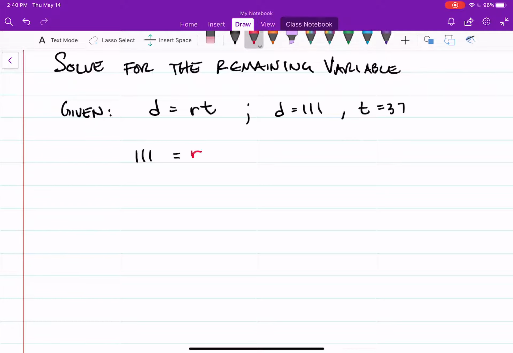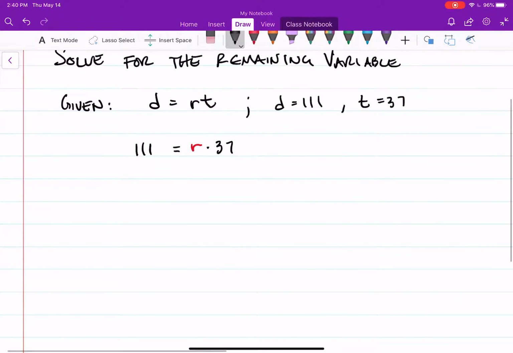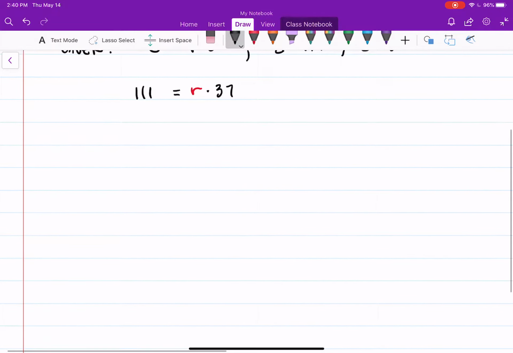So I'm going to put R right there in red. And then T is, when it's two letters next to each other, that means they're multiplying each other, with no operation there. So it's R times 37. We usually don't write R 37, so we would write 111 is equal to 37R, okay?